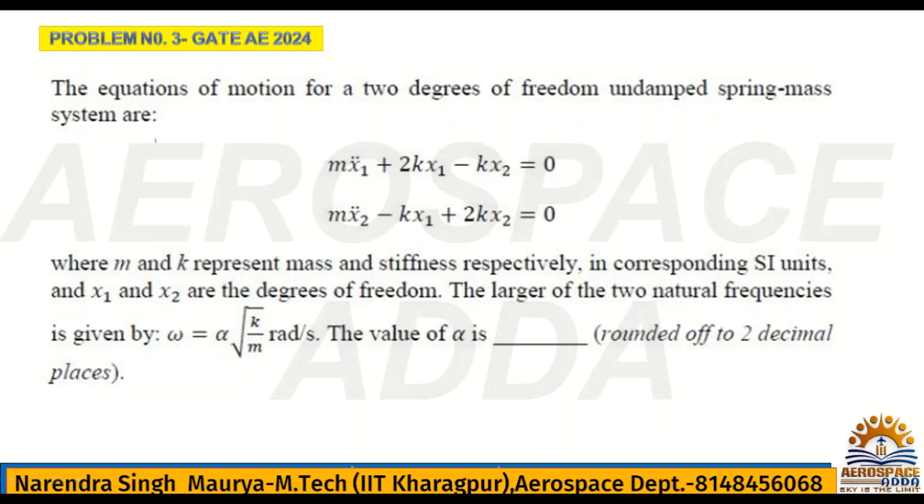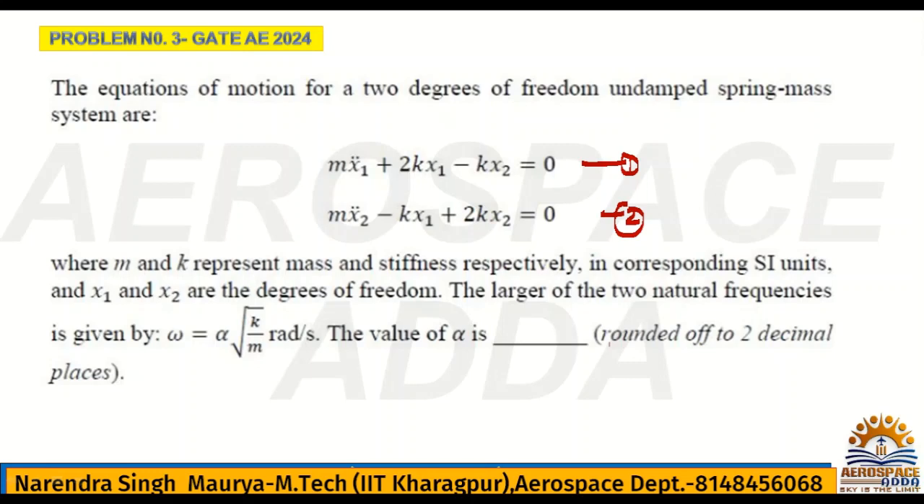Okay, this question is, obviously, a vibration question. Once you read, you will automatically understand. See, the equation of motion for a 2 degree of freedom undamped spring mass system. The two equations are given, equation 1 and equation 2, where M and K represent mass and stiffness respectively in the corresponding SI unit, and X1, X2 are the degrees of freedom. The larger of the two natural frequencies is given by omega equal to alpha root K by M radian per second. The value of alpha is rounded to 2 decimal places.